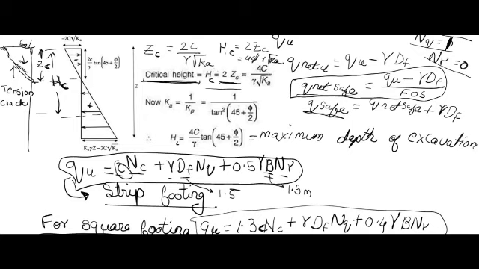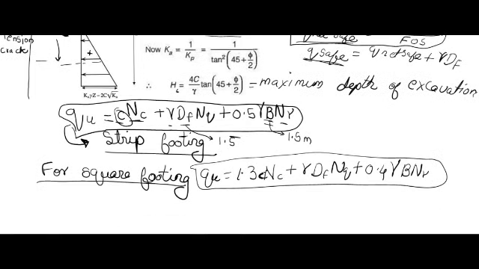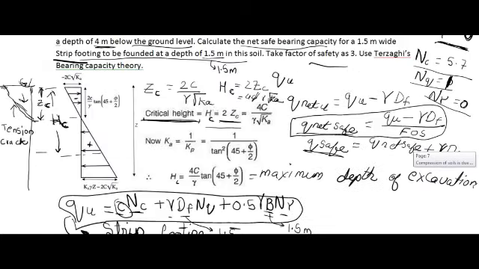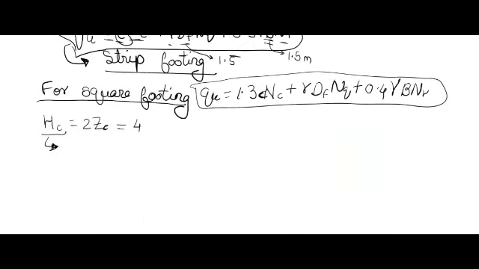Okay, so Hc is nothing but twice of Zc, the safe height up to which the clay soil can be excavated without giving any lateral support, which is 4 times C divided by unit weight of soil gamma under root of Ka.